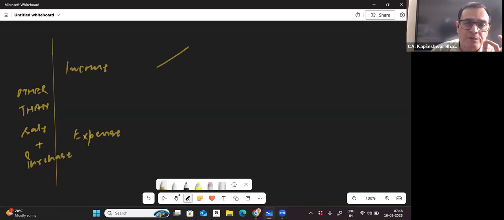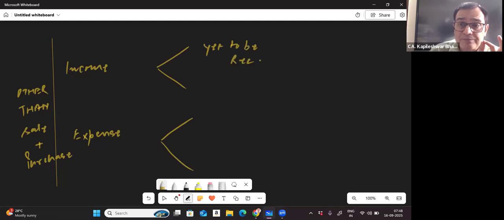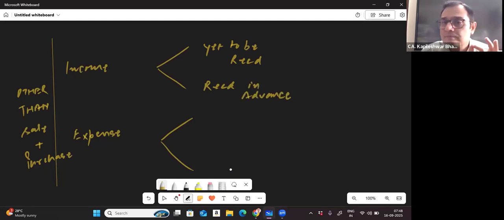Now there are two things in terms of income and two things in terms of expense which I want to introduce to you. There is an income which is yet to be received. There is an income which is received in advance. So either there is income not received or there is income received in advance. Now, when you say received in advance, it means received for the next year. Now, let's also tell you one thing more.